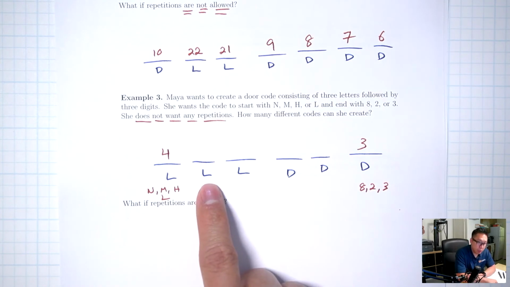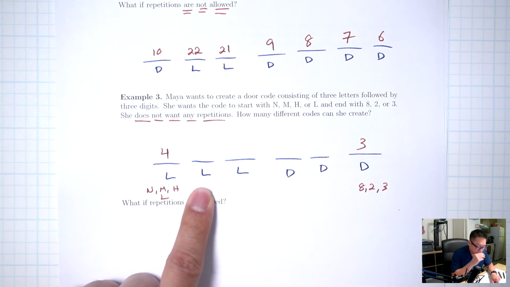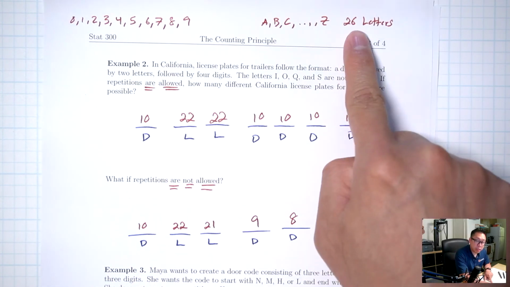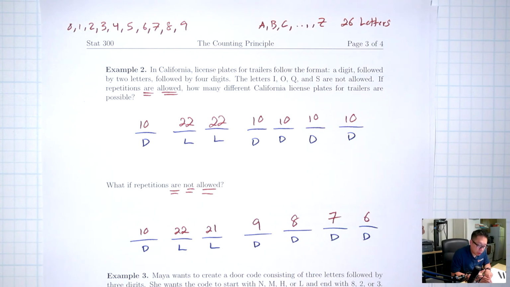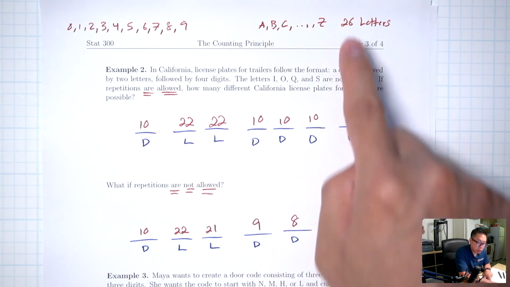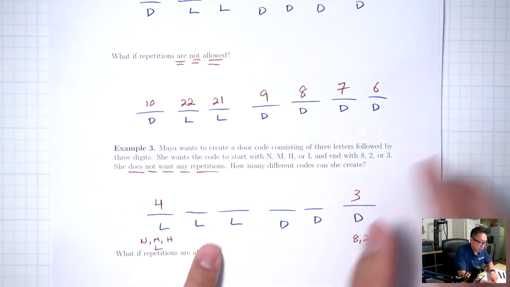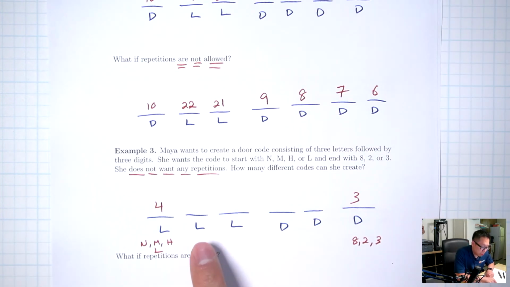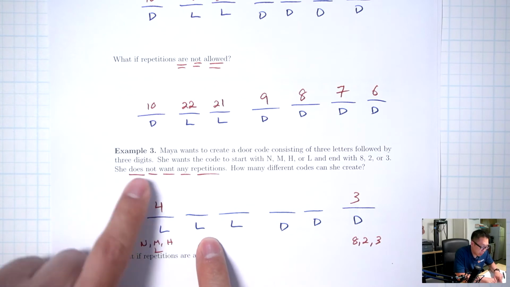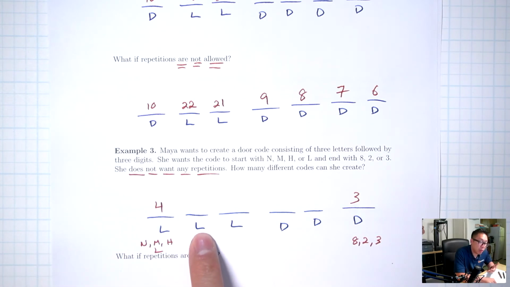Let's talk about this second L. Second L is a letter. Letters normally is 26, right? 26 for A through Z. I don't really have any restrictions that I'm telling you not to use, so I should have the full 26. But because I don't want repetition, this is the second L, right? We have a first L here, so this is the second L, so we do have to reduce by 1. So it's not the full 26, this is down to 25.